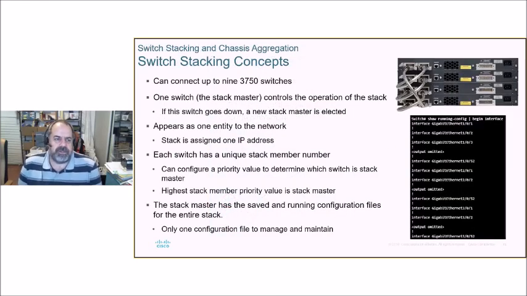Okay, switch stacking concepts. You can connect up to 9 3750 switches together in a stack. One switch, the stack master, controls the operation of the stack. If this switch goes down, a new stack master is elected. It appears as one entity on the network, so the stack is assigned one IP address. Each switch has a unique stack number, and you can configure a priority value to determine which switch is the stack master. The highest stack member priority value is the stack master. The stack master has the saved and running configuration files for the entire stack, so there's only one config file to manage and maintain.